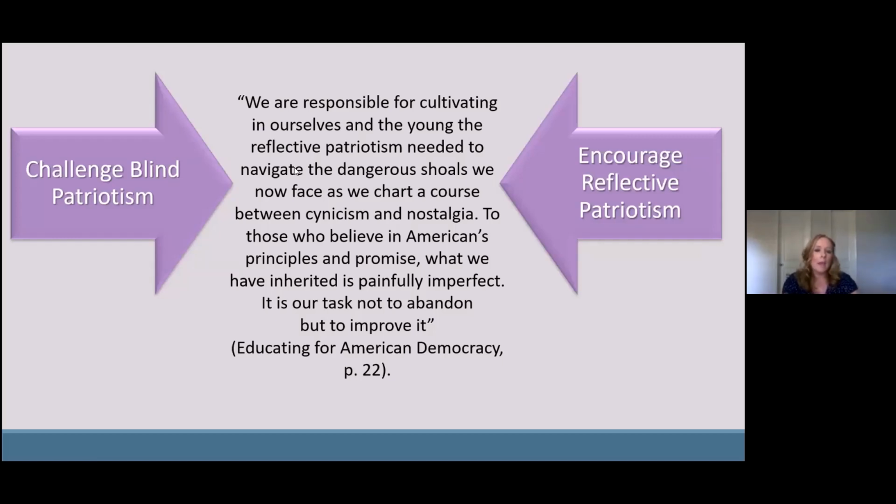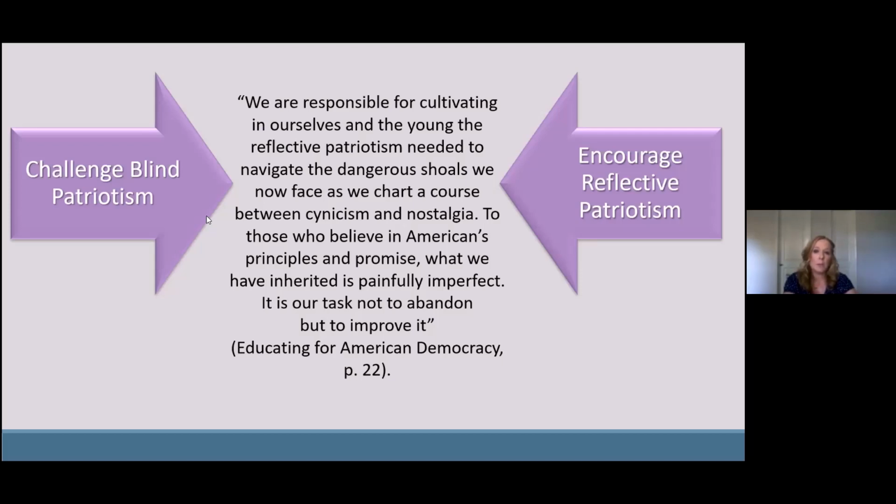But it's this idea of how do we educate for American democracy? And there are strategies that they utilize. It's a really fantastic user-friendly report that we can utilize with pre-service teachers or in-service teachers. But there's a quote in it. It says, "We are responsible for cultivating in ourselves and the young the reflective patriotism needed to navigate the dangerous shoals we now face as we chart a course between cynicism and nostalgia.